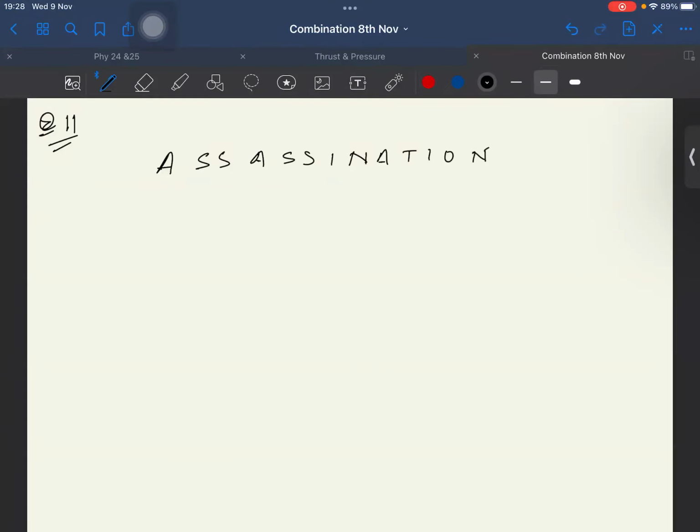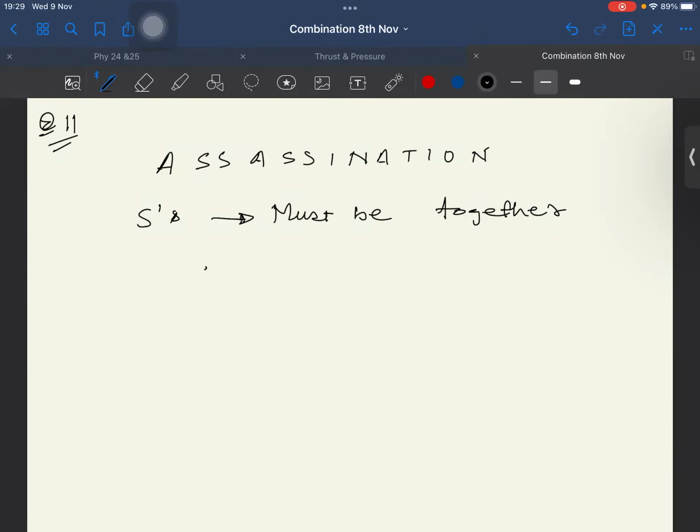ASSASSINATION. Okay. So all the S's must be together. When some group of words, some group of letters, or some group of objects are together, what do we do? We consider all the letters as one.